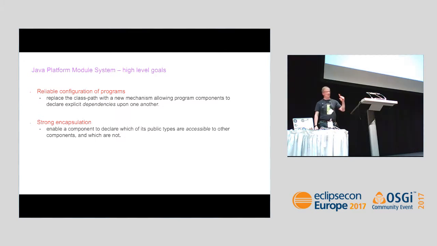This talks about high-level goals of the module system. I mean, since this is partially an OSGi conference, I could put OSGi up there. Those are high-level goals for OSGi. You want reliable configuration of your programs to be able to define your dependencies, and then also have strong encapsulation to prevent illegal access or unwanted access to your APIs or to your internals.